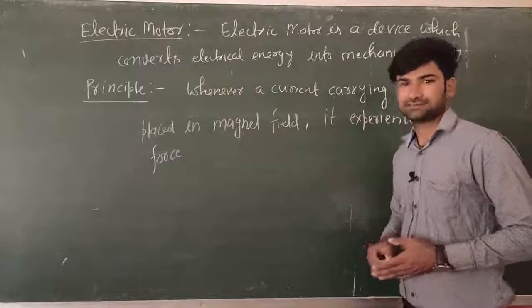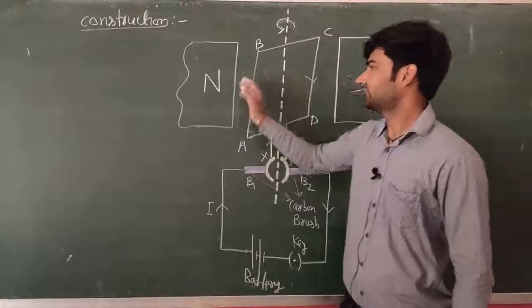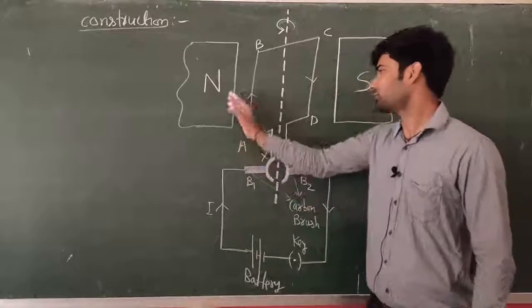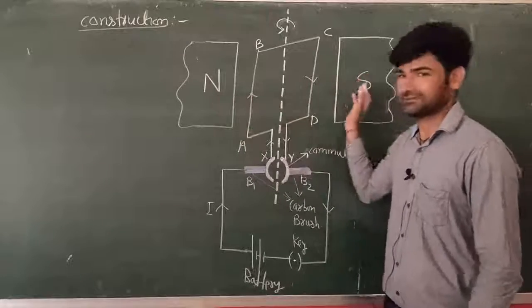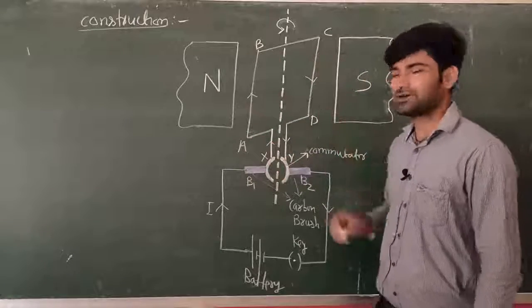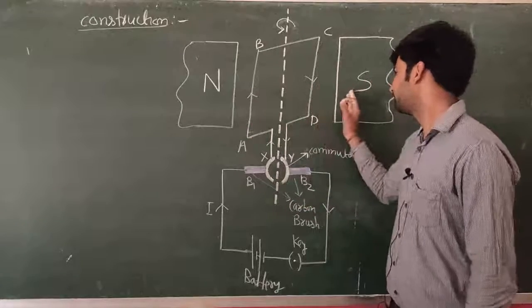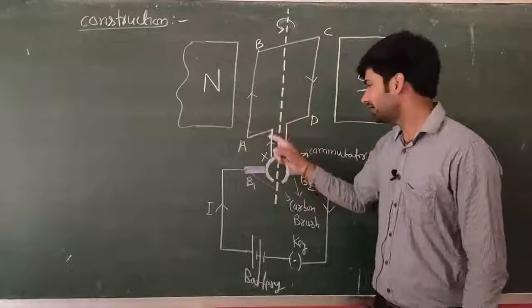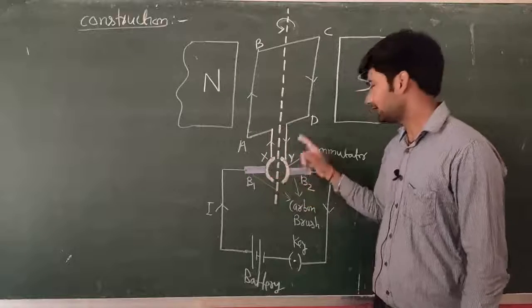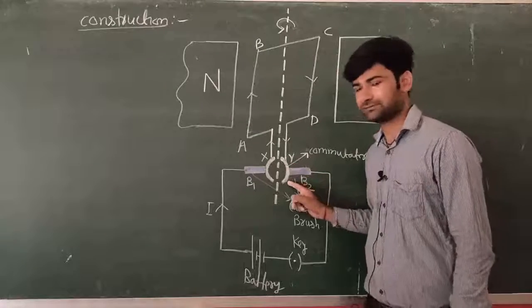Next, its construction and working. This is the figure related to the construction of an electric motor. An electric motor generally consists of two strong pole pieces of magnet, N and S. A rectangular coil ABCD of insulated copper wire is placed between these pole pieces of magnet. One end of the rectangular coil is connected to commutator X and the other end of the rectangular coil is connected to commutator Y.